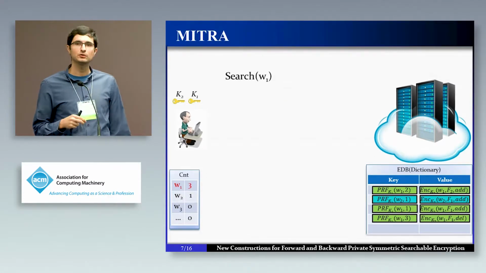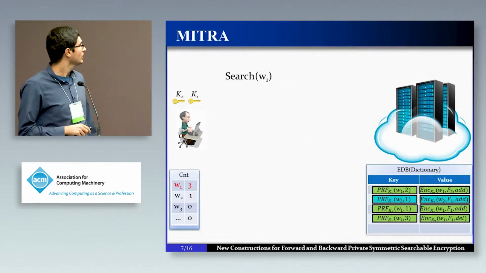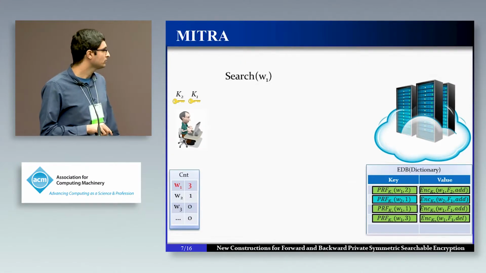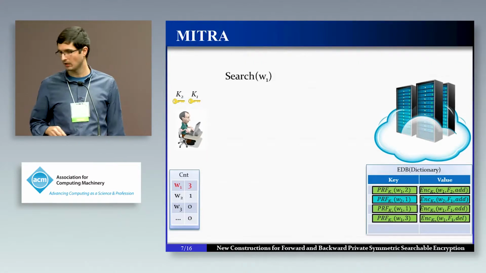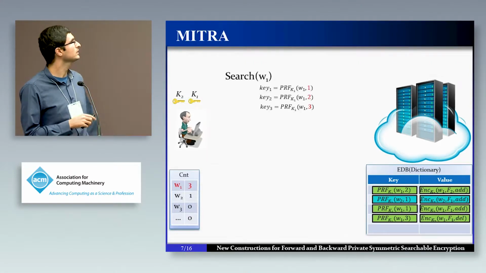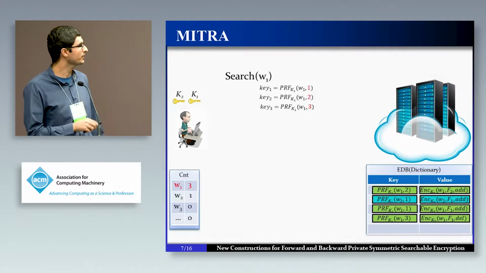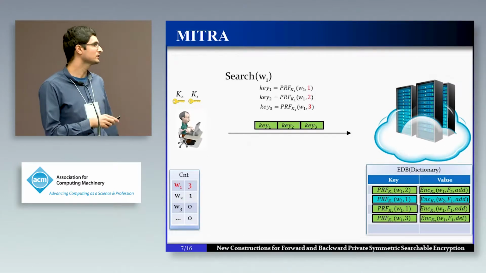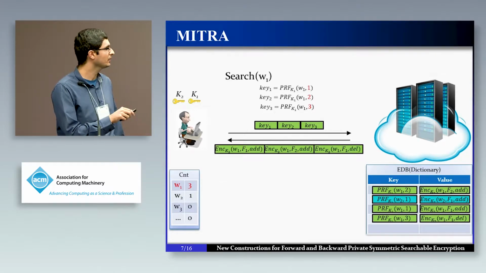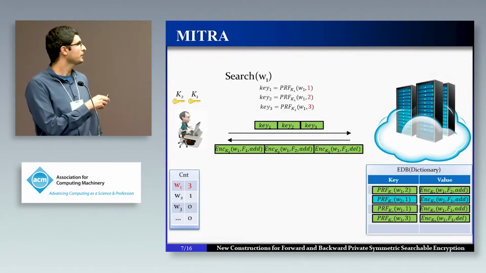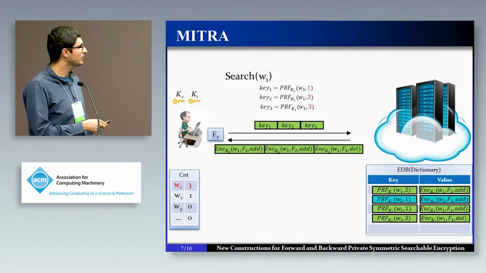Now suppose we want to search for keyword W1. The client sees the counter, which is 3 for W1, evaluates 3 different keys, key 1, key 2, and key 3, and sends them to the server. The server executes 3 lookups and returns the encrypted values. The client decrypts them and finds the final result, which is F2.